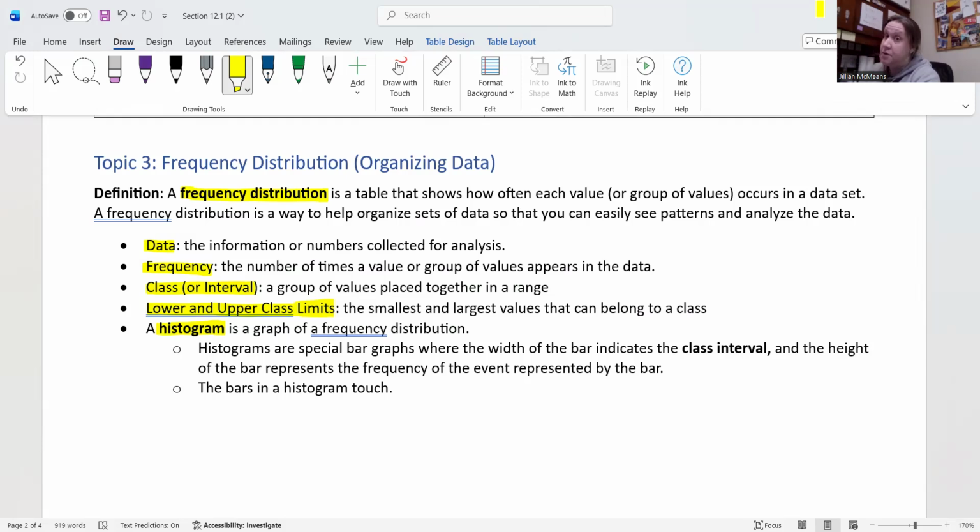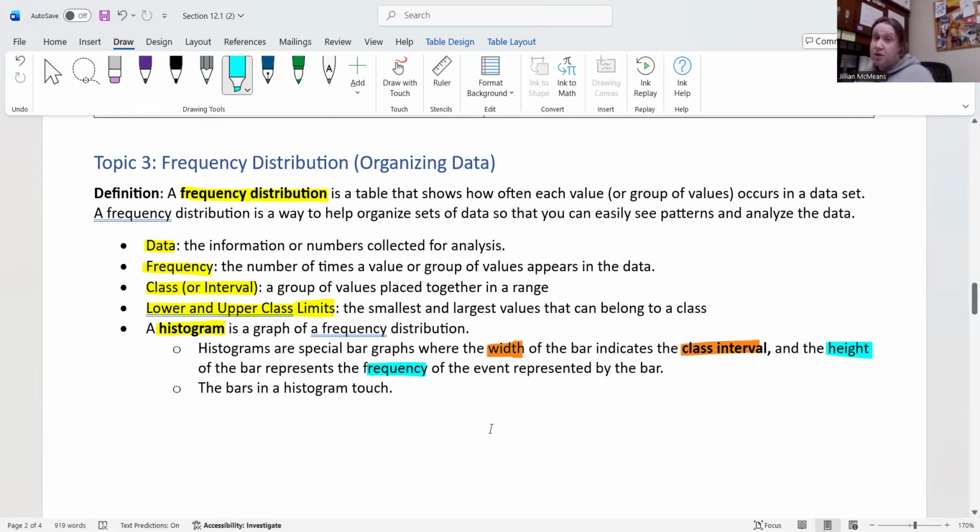In a histogram, your bars absolutely touch. It's just a visual representation of what's happening in your frequency distribution. A histogram is a graph of a frequency distribution. Histograms are special bar graphs where the width of the bar indicates the class interval and the height of the bar represents the frequency. So just to make that really clear, the width represents the class interval and the height represents the frequency. Similar to a bar graph, but not a bar graph.